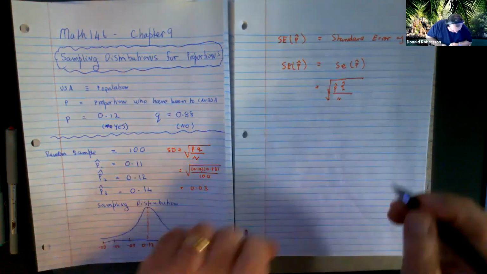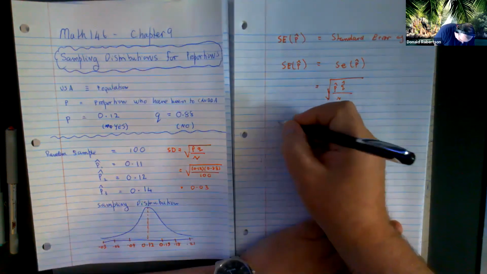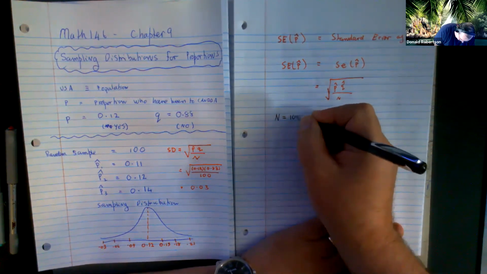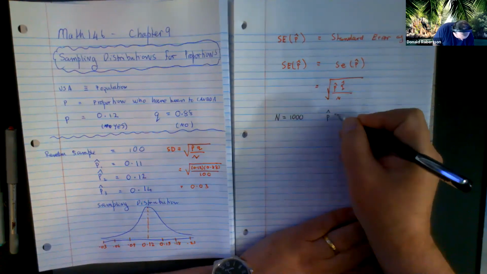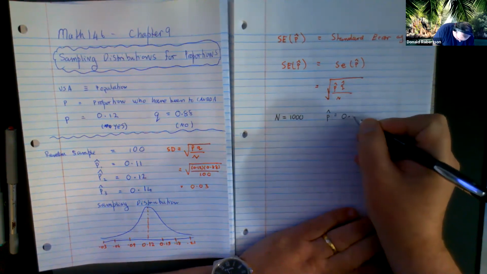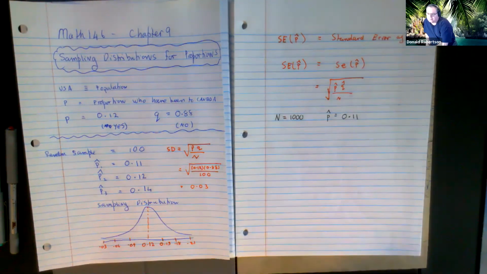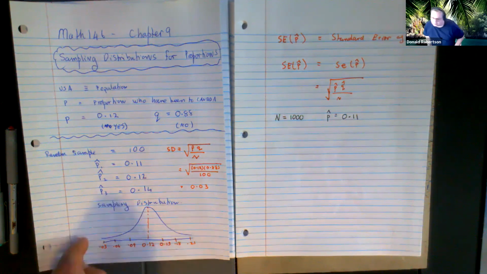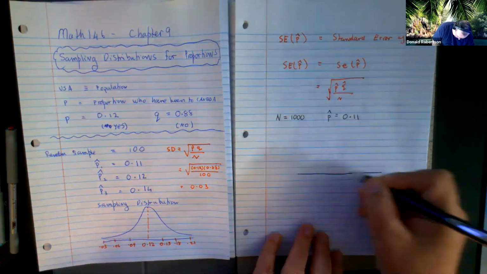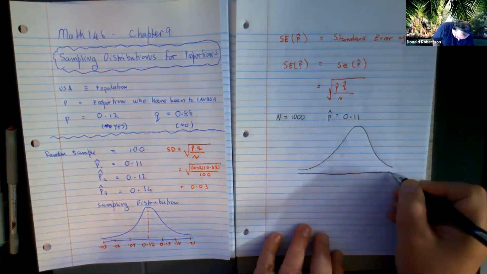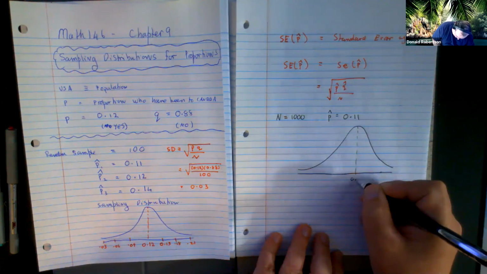Let's assume then that I did it again and collected a sample, and I'm going to change my sample up a bit. I got 1,000 people. And when I did the 1,000 people, the answer I got was 11%. So 11% of the people I asked have been to Canada. And I would like to take that piece of information and see if I can create the sampling distribution, this picture. Well, I already know that the best I can guesstimate is that this is 0.11.